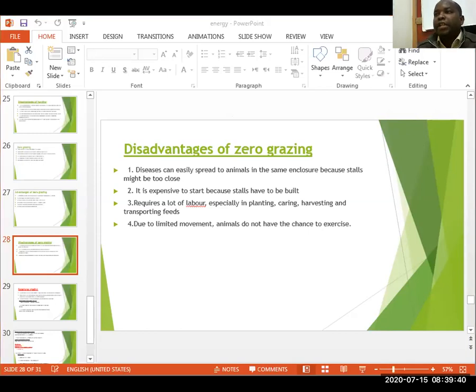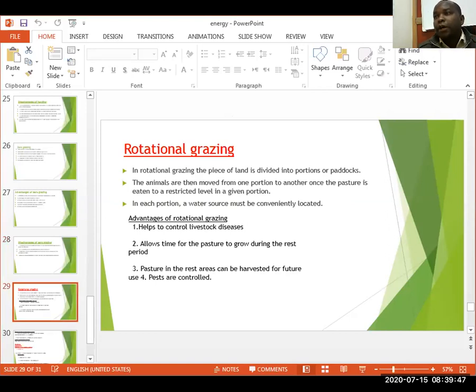Then we also looked at another method of grazing, which is rotational grazing. Now, in rotational grazing, we said that the piece of land is divided into portions or paddocks. The animals are then moved from one portion to another once the pasture is eaten to a restricted level in a given portion. In each portion, a water source must be conveniently located.